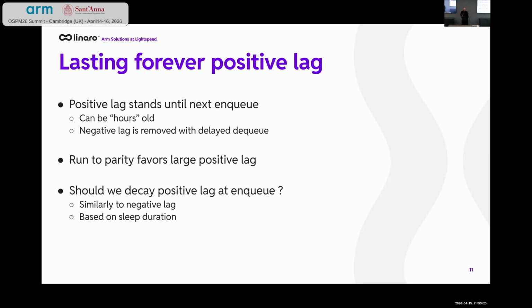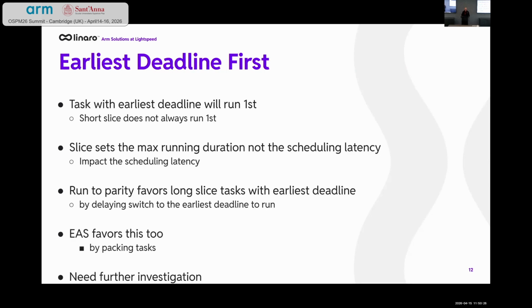So we have this so far. And then our EEVDF, it's earliest deadline first. Whatever your slice duration, the task with the earliest deadline will run first, even if it has a longer slice. So this will always happen. We can't remove all the cases where the longer slice will run first. The only thing is that when you are setting a slice right now, you're also setting the max running duration of a task before looking for another one.